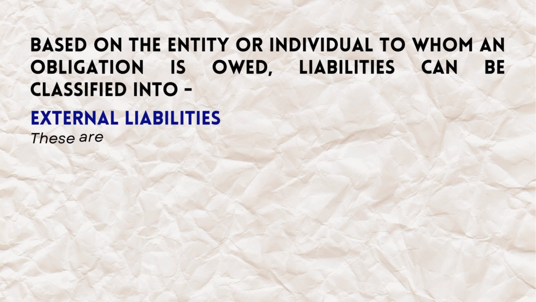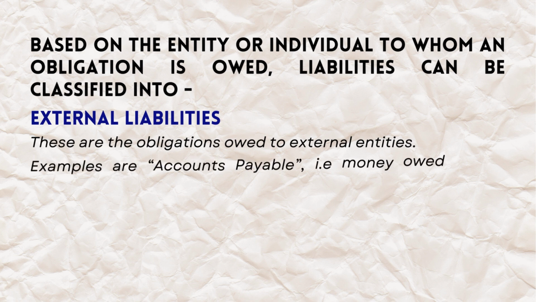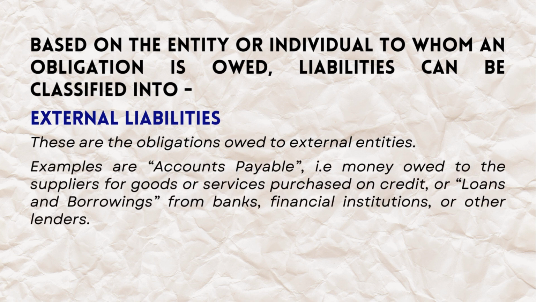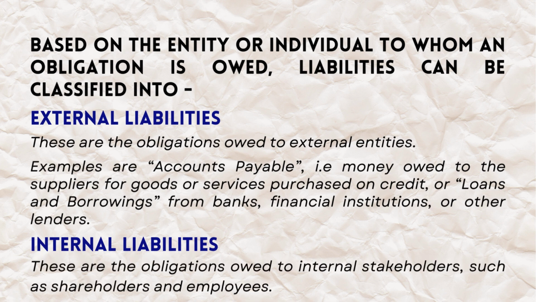Based on the entity or individual to whom an obligation is owed, liabilities can be classified into external liabilities. These are the obligations owed to external parties. Examples are accounts payable, that is, money owed to the suppliers for goods or services purchased on credit, or loans and borrowings from banks, financial institutions, or other lenders. We have the internal liabilities also. These are the obligations owed to internal stakeholders such as shareholders and employees.